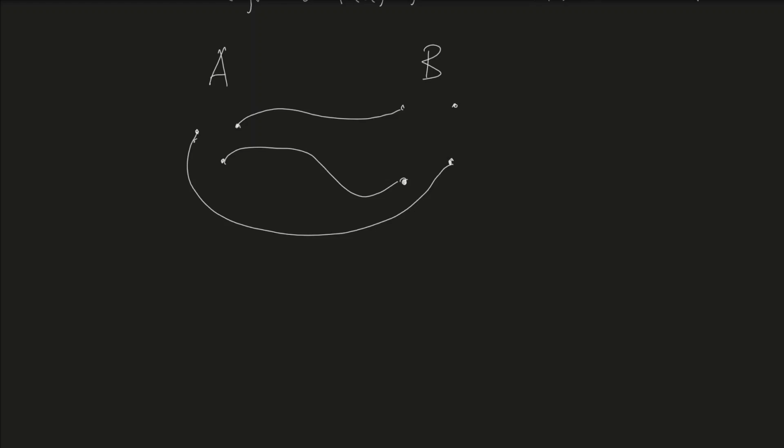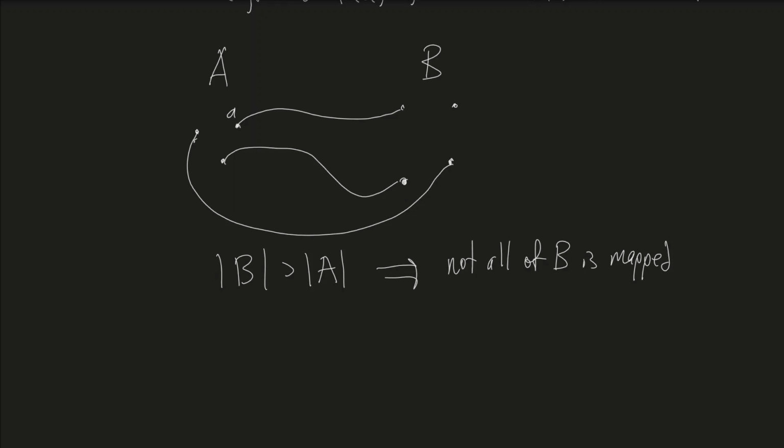So we could do something like this, but now we see that, if this is A, we map to 2 different elements of B, which is not good. So if the size of B is greater than the size of A, then we have that not all of B is mapped to. Okay.